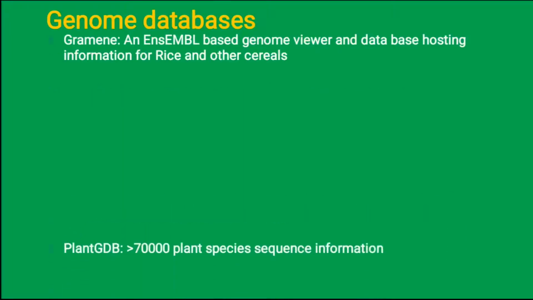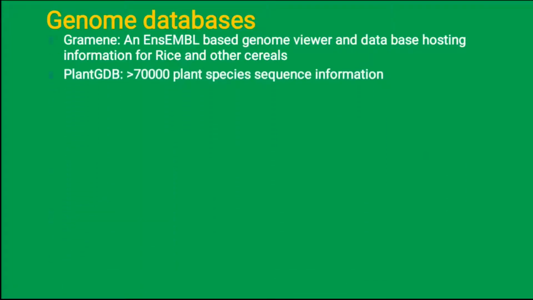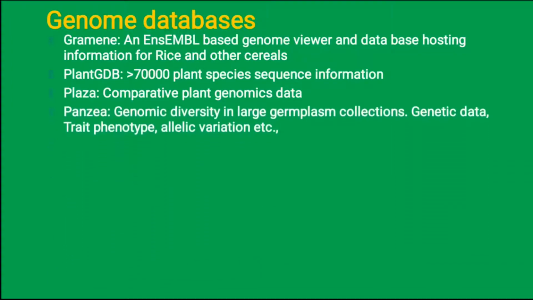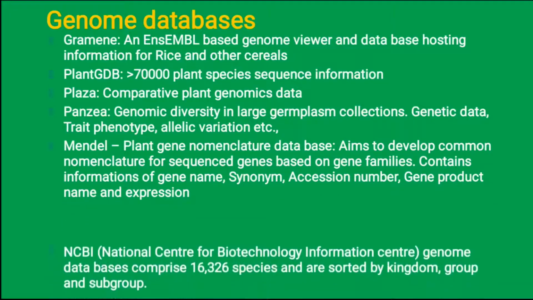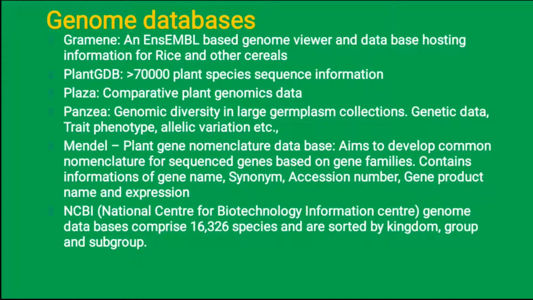So the first one is called Gramene. Gramene is an Ensembl-based genome viewer and database hosting information for cereal crops such as rice. Another database is called PlantGDB. It contains more than 70 plant species' information. PLAZA has a comparative plant genomics database for several genotypes and species. Panzea is a genomic diversity and germplasm collection, and it contains genetic data, traits, phenotypes, and allelic variations. Especially, it is for maize.